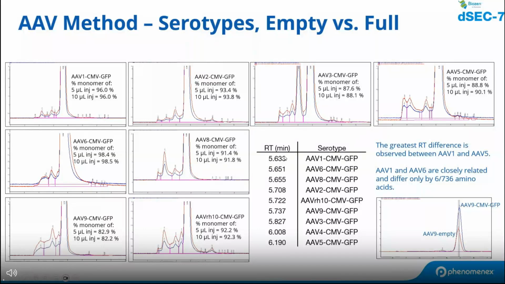Then if I take a look at the retention time and try to explore whether I can see any differences in the serotypes, this table down here lists them in order from the quickest eluting to the slowest eluting one. And from observation, what you will see is AAV1 and AAV5 show the greatest difference in the retention time.